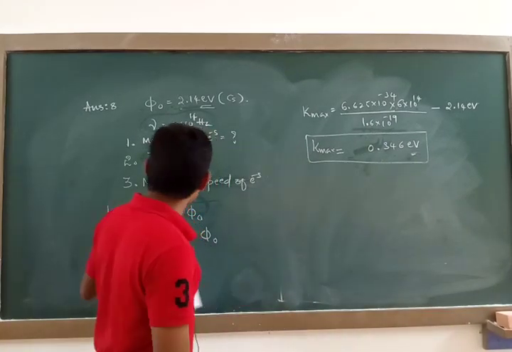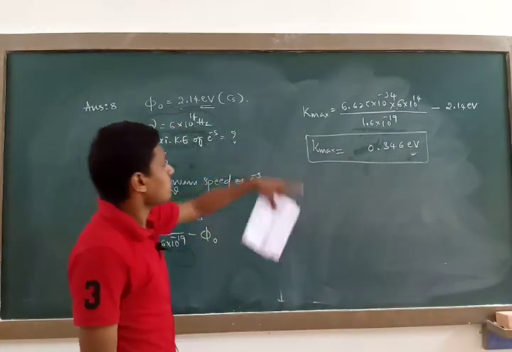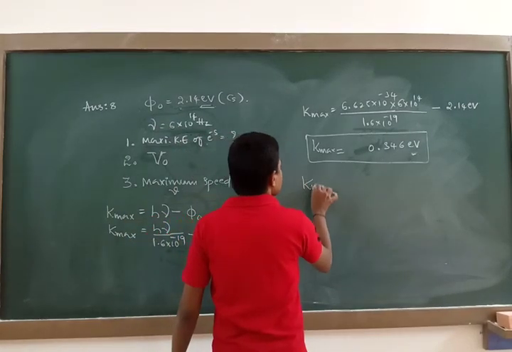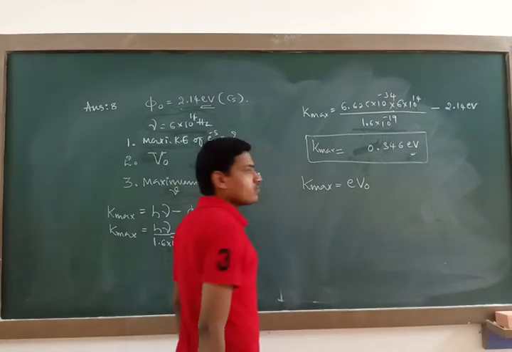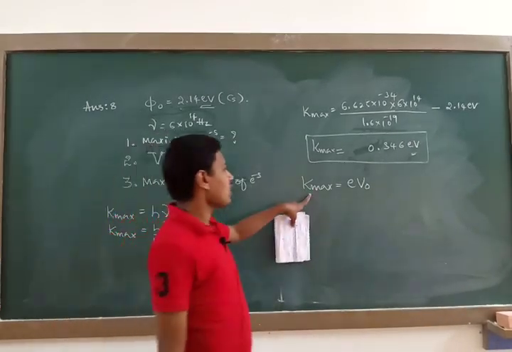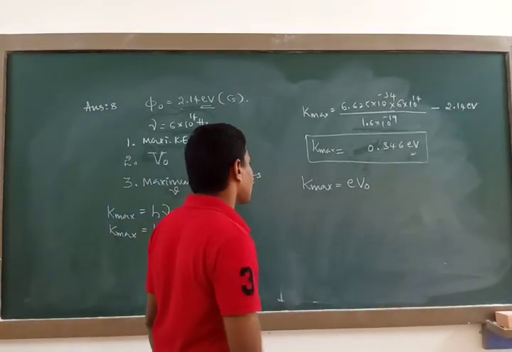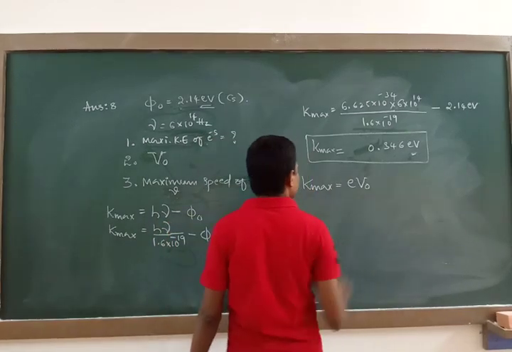Next, what they are asking is the stopping potential. We know that K max is equal to what? eV naught. Yes or no? We know that they are associated with maximum kinetic energy when they are at stopping potential, when the accelerating potential is V naught.